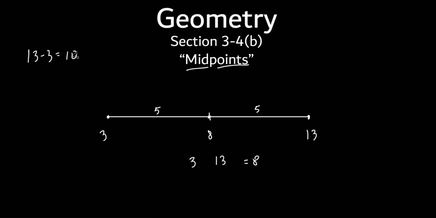Well, we subtracted them to get 10, but then we had to divide that by 2, didn't we? To get the 5. Then I had to take that 5 and add it to the 3. That's 3 different things that we had to do. I can do this in 2 steps instead of 3. 3 and 13. Just do something to those 2 numbers to get an 8 out of it.